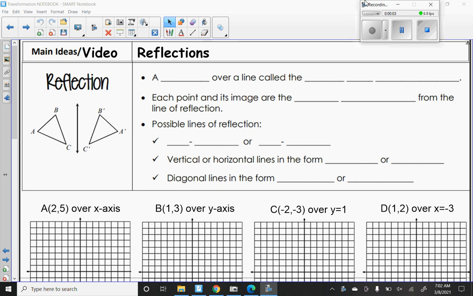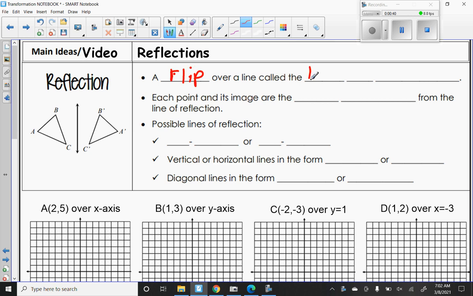Our first video of the transformations chapter is reflections. Transformation is moving an object like a point or a triangle around the coordinate plane using various different techniques. The first technique we're going to call is a reflection. And as you see in this picture I have up here, reflection is often called a flip.